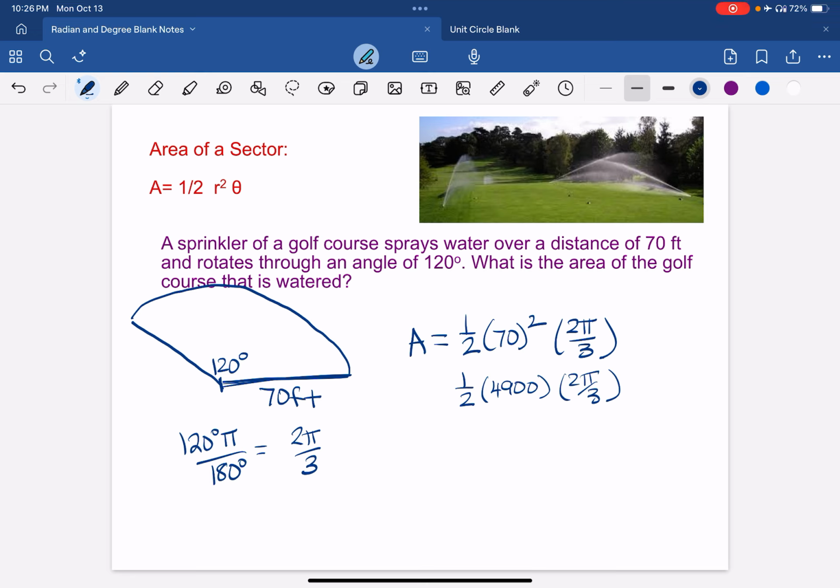So put that in the calculator. 4,900 times 2 pi divided by 3, and we end up with the area of the sector is 5,131.268 feet squared. And there you have it. That's how much area is covered by the sprinkler.